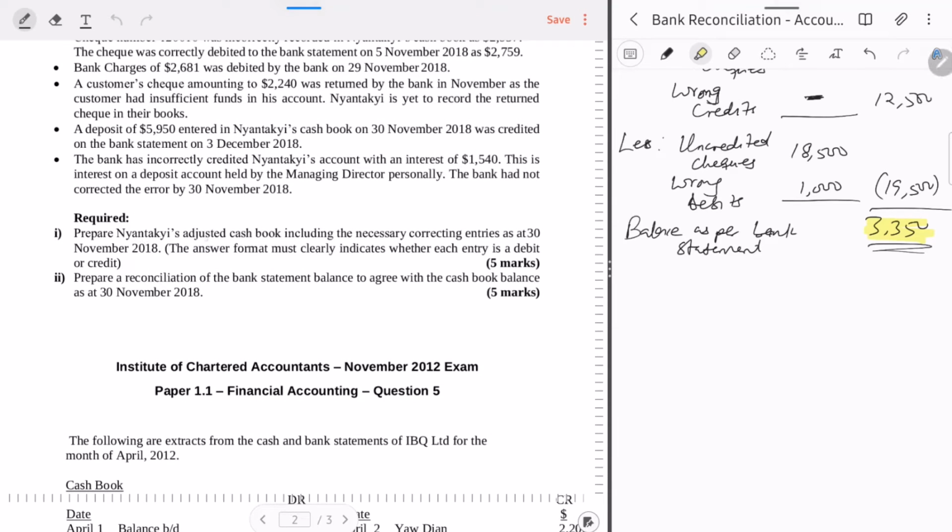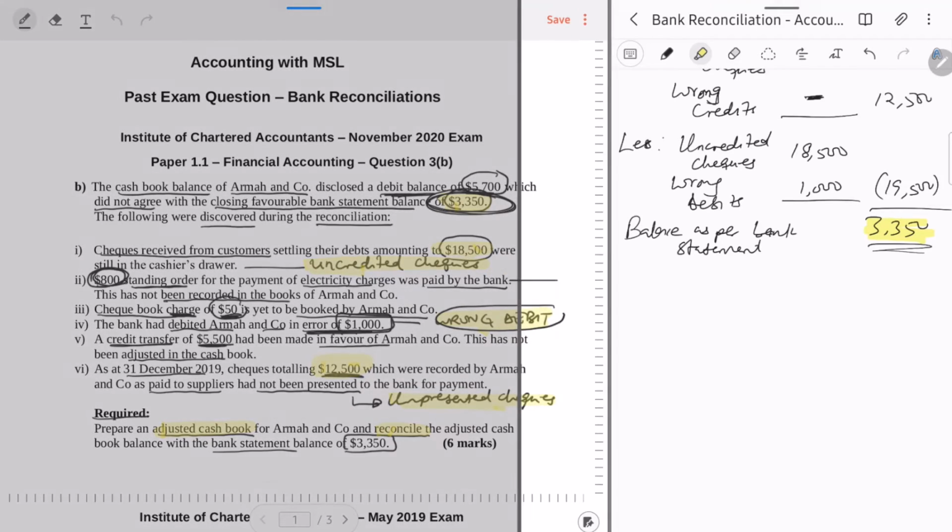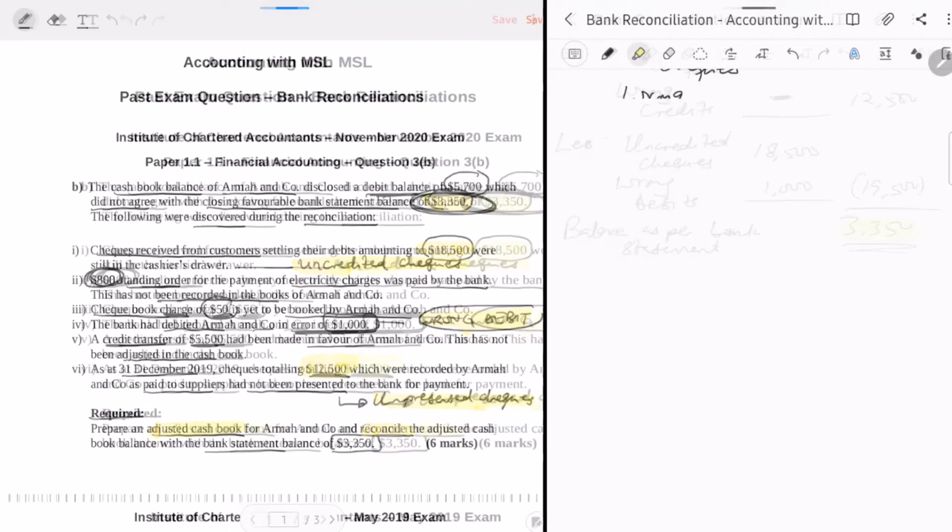Number 1, prepare Nyantechi's adjusted cash book, including the necessary correcting entries as at 30th November 2018. The answer format must clearly indicate whether each entry is a debit or what? Credit. So that's fine. We'll do that anyways. Next is prepare a reconciliation of the bank statement balance to agree with the cash book balance as at 30th November 2018. So let's start the question. We know that we need to open up our adjusted cash book.